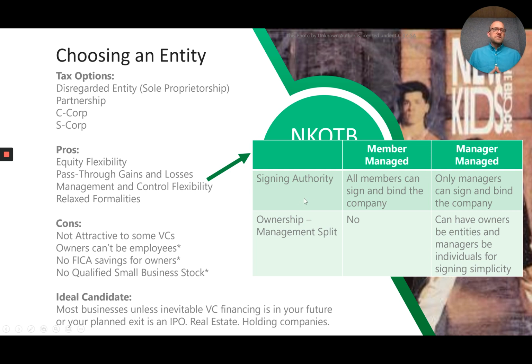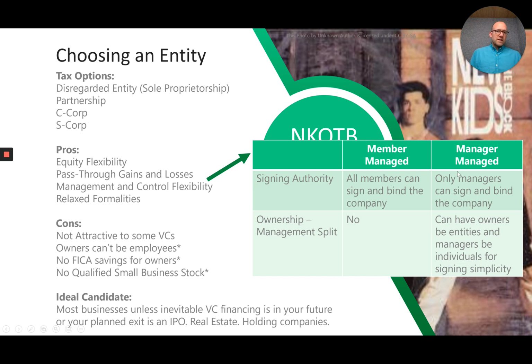So number one is assigning authority. Say you're a member managed LLC and you have 5 owners, and one of those owners only owns 2% of the business. Under a member managed LLC, that member can still sign and bind the company as if they were a 90% owner. And so a lot of times you don't want to have those minority owners having the ability to go and sign and bind the LLC in contracts and other things like that.